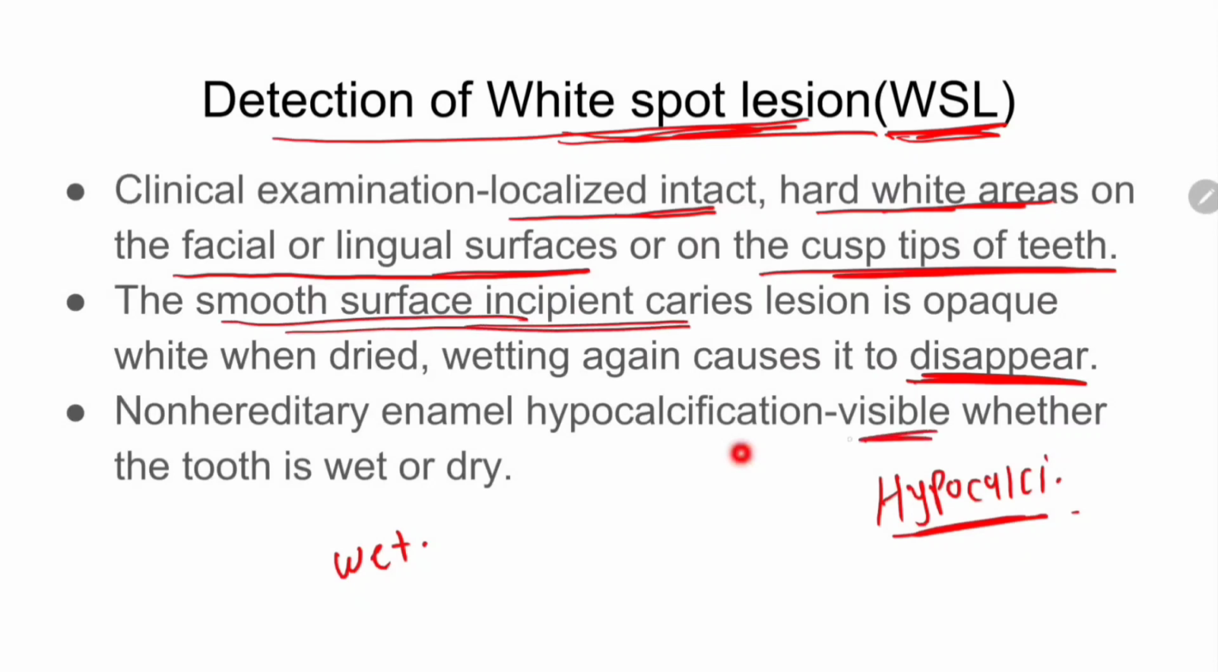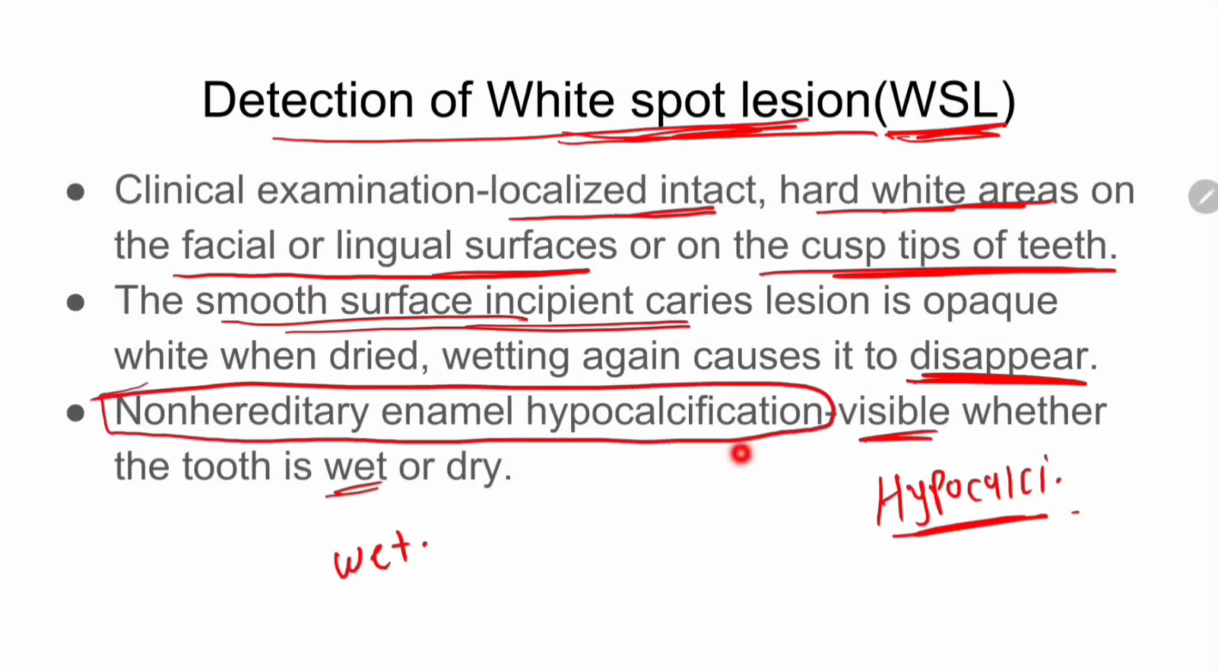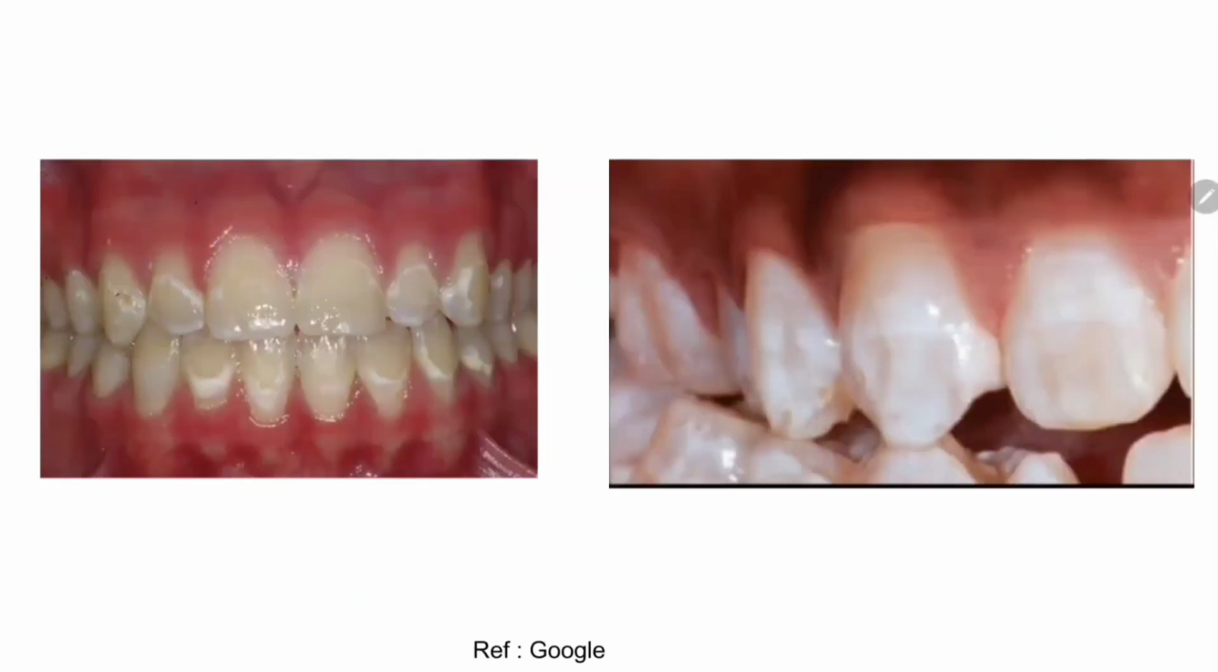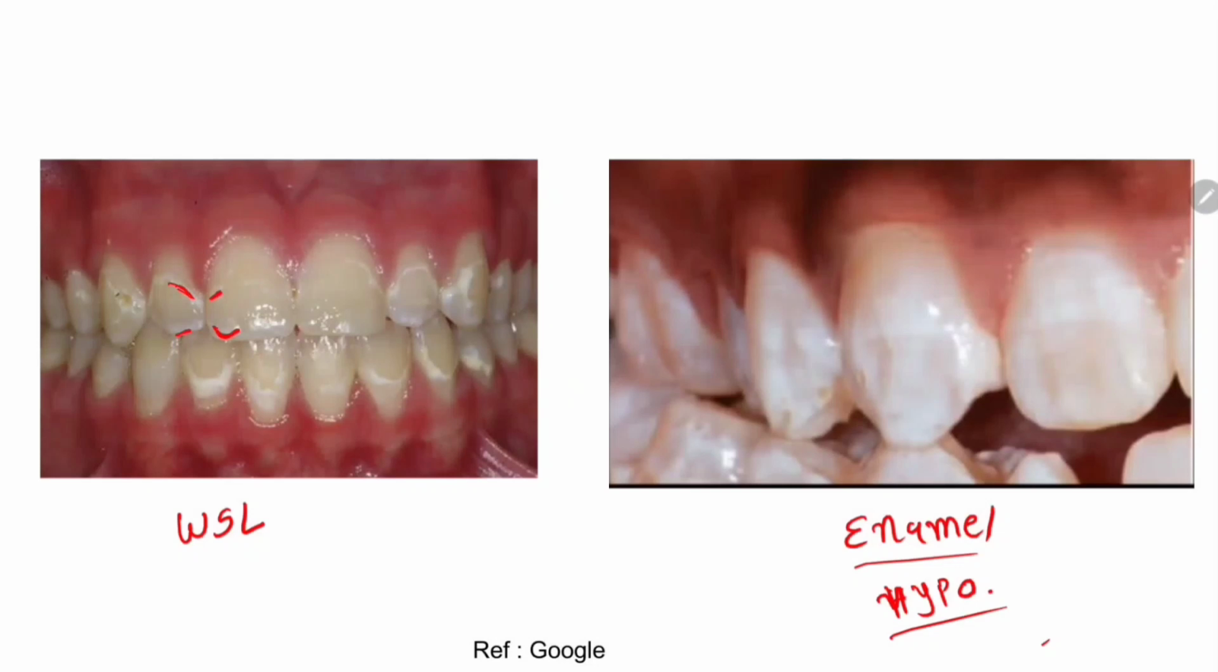But if it is still visible after wetting the tooth, then it is a non-hereditary enamel hypocalcification. So in this image, this is the white spot lesion and this is the enamel hypocalcification. As you can see, these are opaque white on dried teeth, and this is enamel hypocalcification. Again, a chalky white appearance is seen.